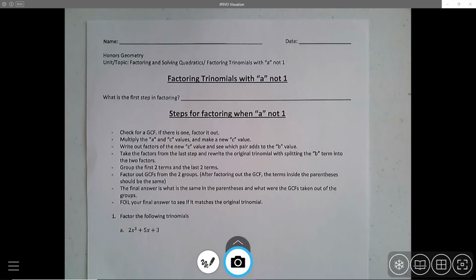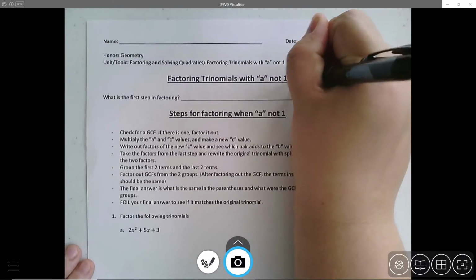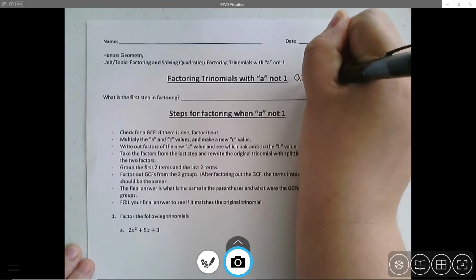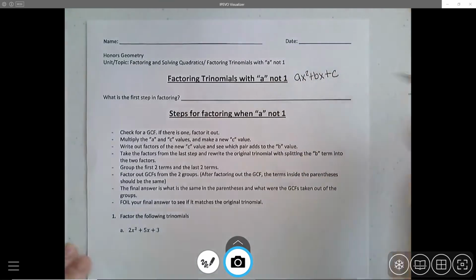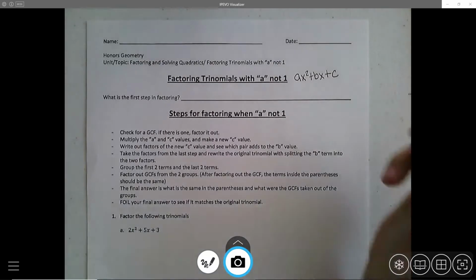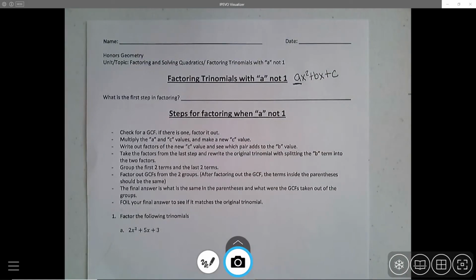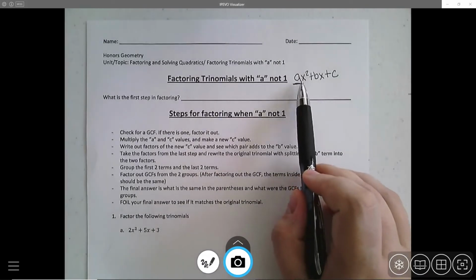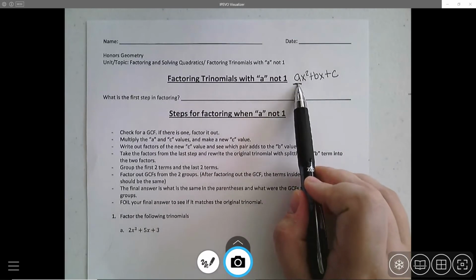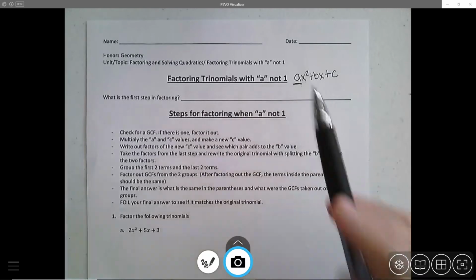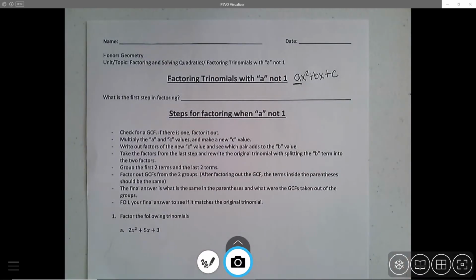A reminder, our standard form of a trinomial is ax squared plus bx plus c. We talked about what happens when a is 1, or really on a lot of them, we saw that there was no number in front of that x squared. Today we're going to talk about what happens when a cannot be 1. So we cannot take a GCF out to make this 1, and it's going to have another number there.